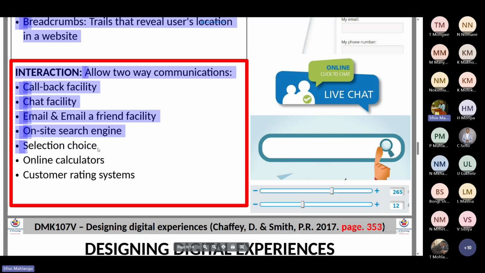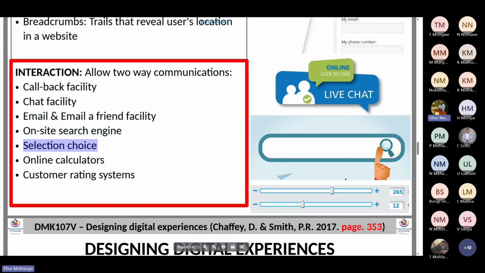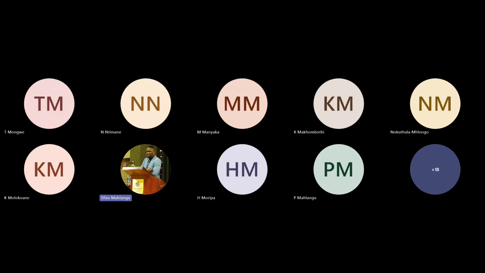Is there any selection of choices where a customer can click? Does it have any online calculators? Any rating system on the website where customers can rate the product? But in a nutshell, you look at that website and you scroll through pages and you're trying to find any two-way communication available on the website, and you complete that form, and I'm doing the same, and we can start discussing the results all together. So let's rate the website in terms of interaction. We must scroll through the website for a few seconds before we complete that section.